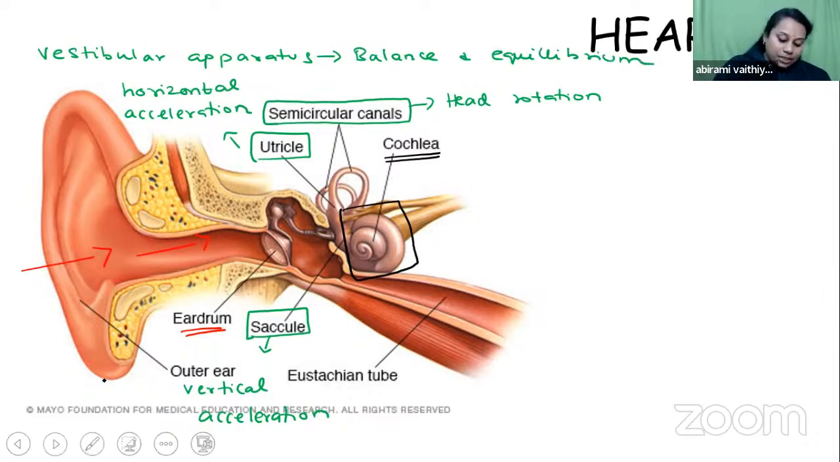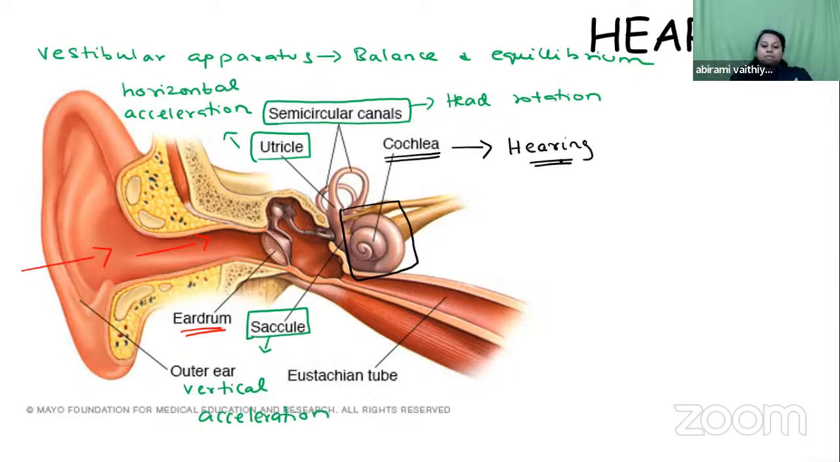Then what about the other organ, cochlea? What is the role of cochlea? The snail-like round and round structure, that is the cochlea. What is the role of cochlea? Hearing mechanism. What we learn in auditory pathway is all about the cochlea. Cochlea helps in the hearing mechanism. Now let's discuss in detail the mechanism of hearing.